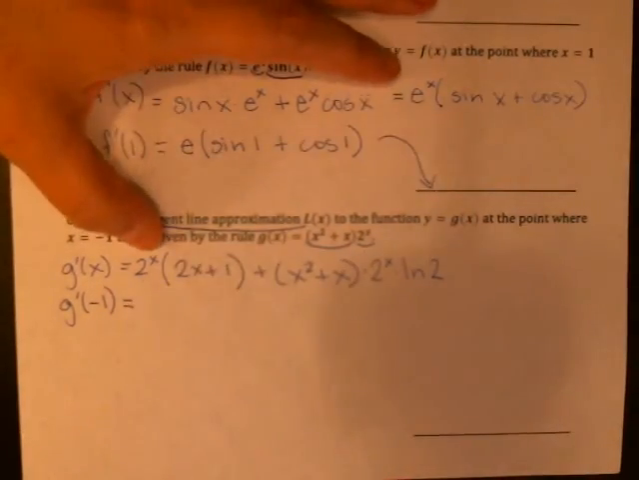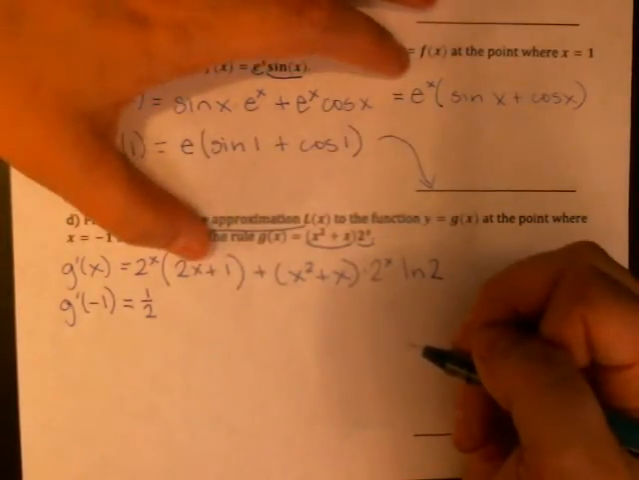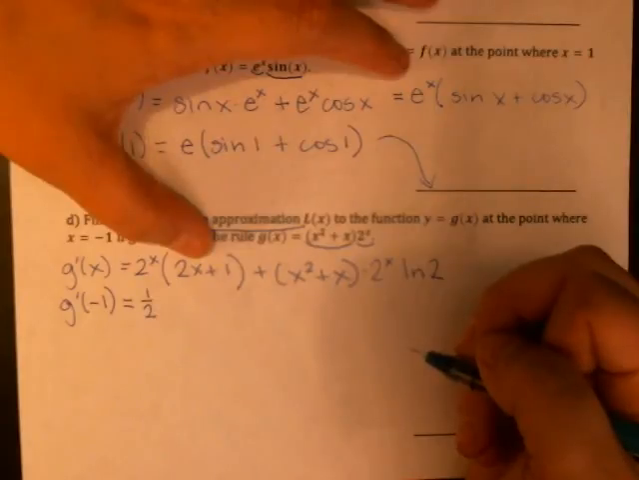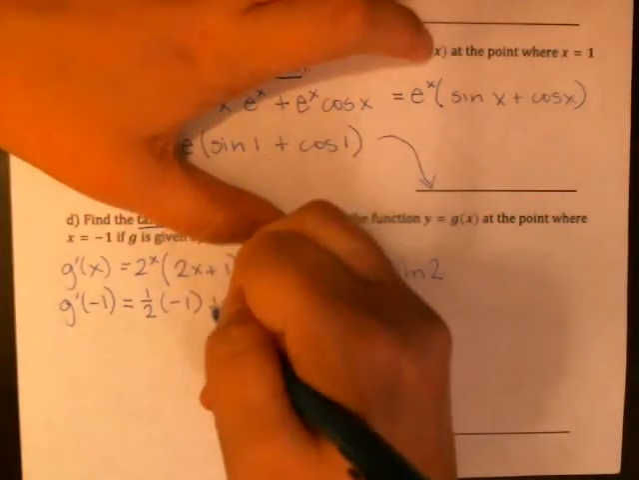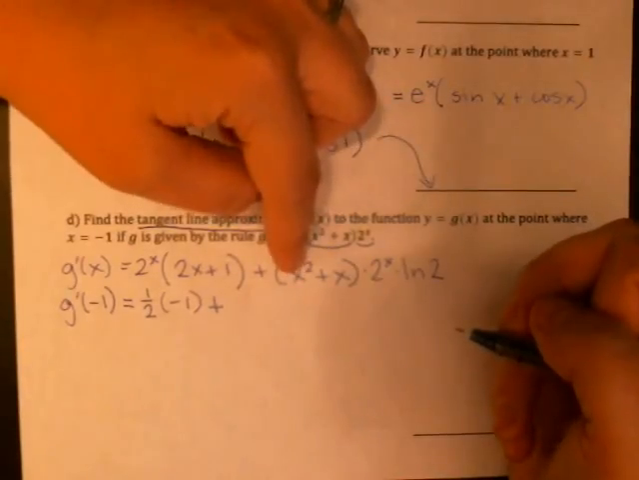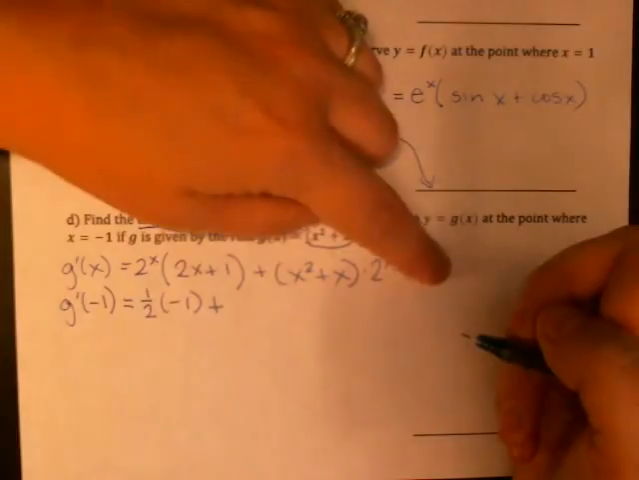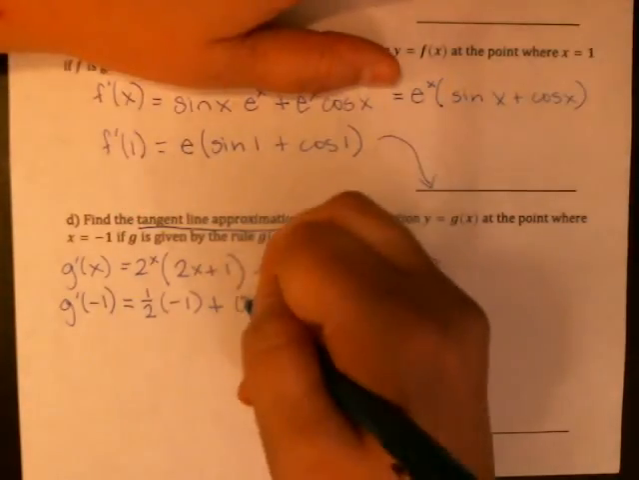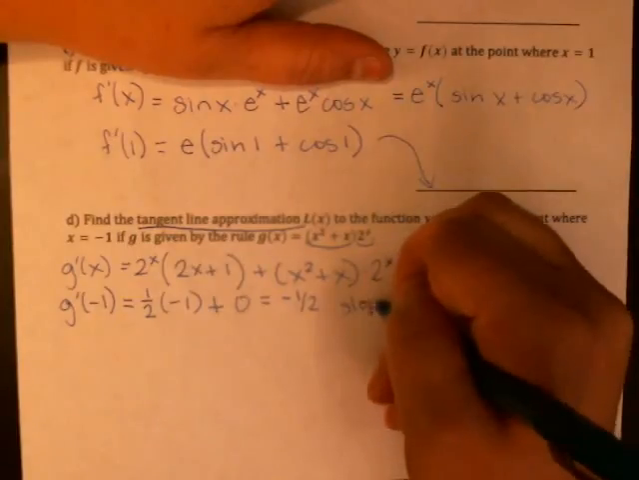Okay, so we get a 2 to the -1, which is the 1/2. And then we get 2 times -1, -2 plus 1, which is -1. And then -1 squared is 1, plus -1 is 0. So that actually wipes out all of this. So plus 0, which means my slope is -1/2.